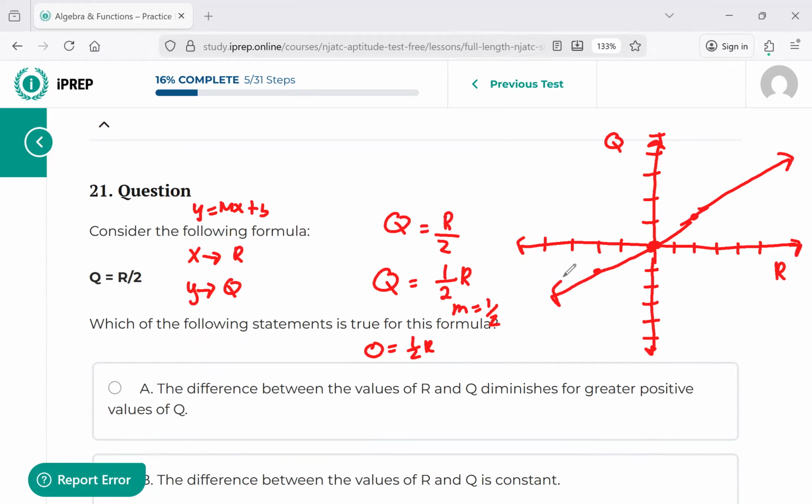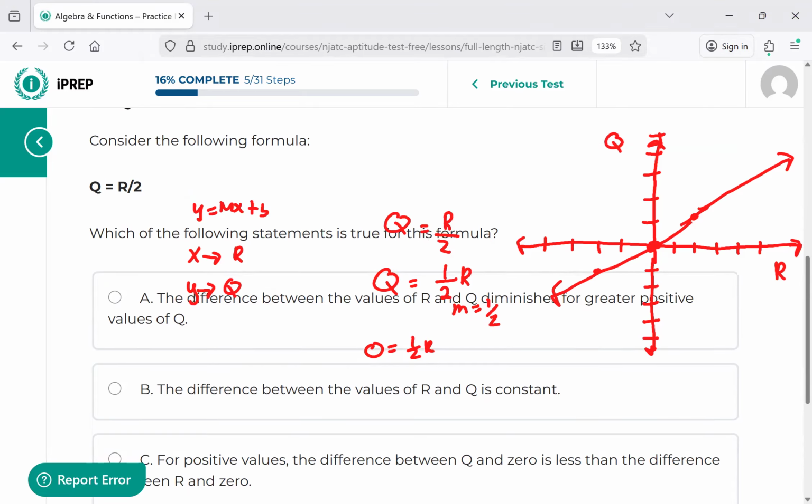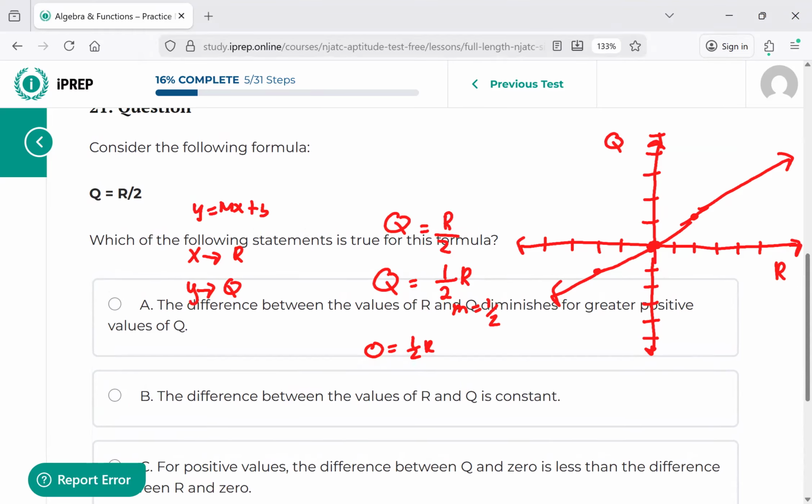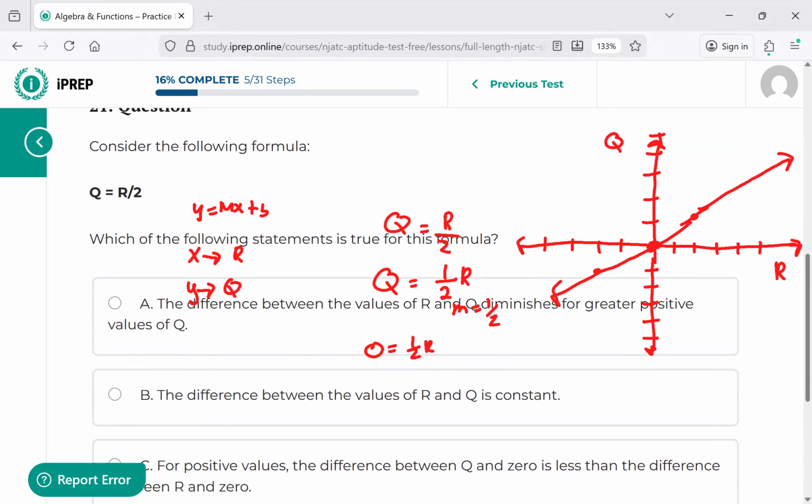Okay, so now we have our graph. Let's figure it out. Is it A, the difference between the values of R and Q diminishes for greater positive values of Q? I don't think so. I don't think that's true. What about B? The difference between the values of R and Q is constant. I know that's false.